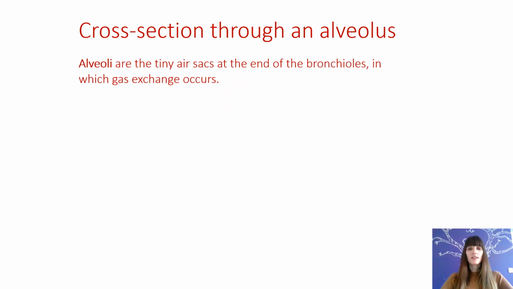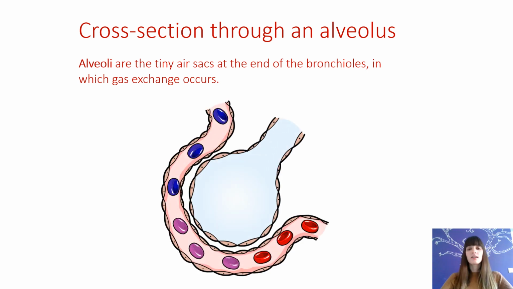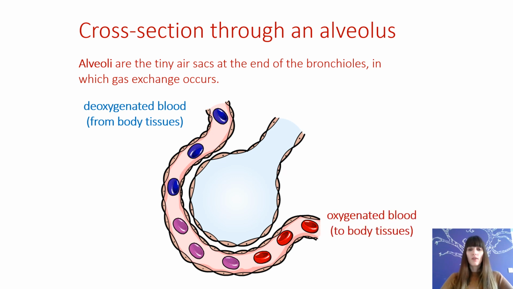So, gas exchange in the lungs happens in the alveoli. And alveoli are tiny air sacs at the end of our bronchioles. It's where gas exchange occurs. It's where the deoxygenated blood full of carbon dioxide will diffuse into the alveoli from the capillary, and where the oxygenated blood will travel to the rest of our body. And that's because air will enter our alveoli and diffuse through the alveoli into the capillary.